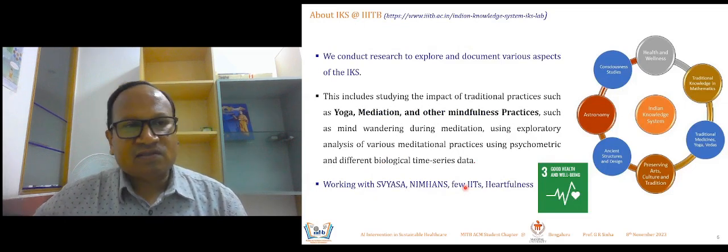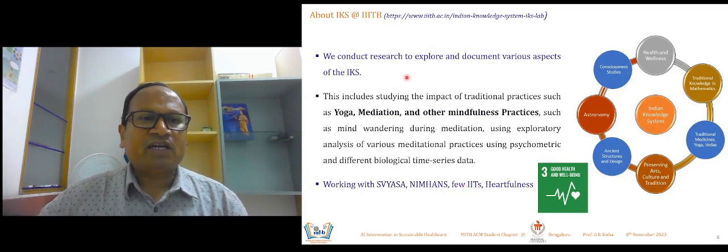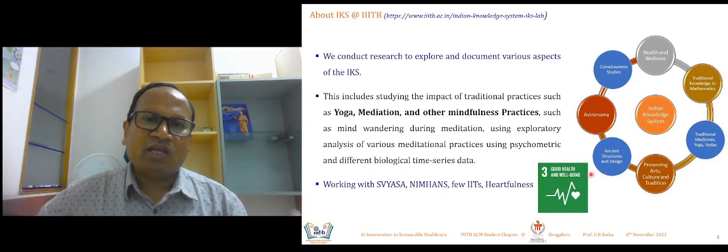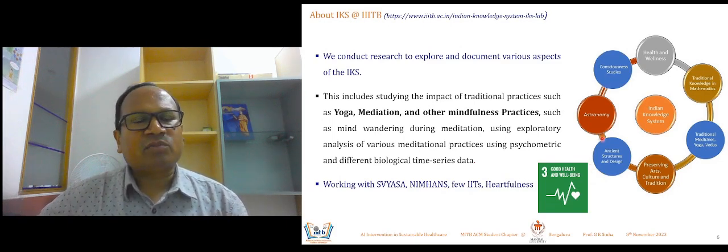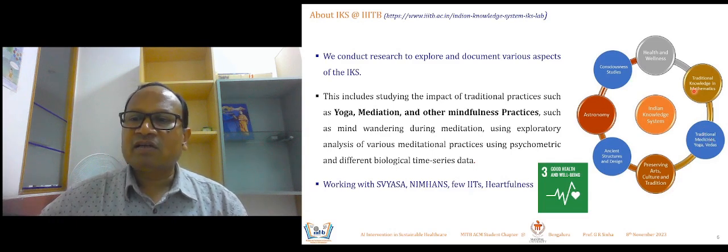The IKS is the Indian Knowledge System, where we conduct research to explore and document various aspects of IKS. IKS does not only cover healthcare, but it covers consciousness studies, astronomy, physics, metallurgy, ancient structures, design, preserving arts, culture, and tradition, traditional medicine, yoga, Vedas, and mathematics, and so on.